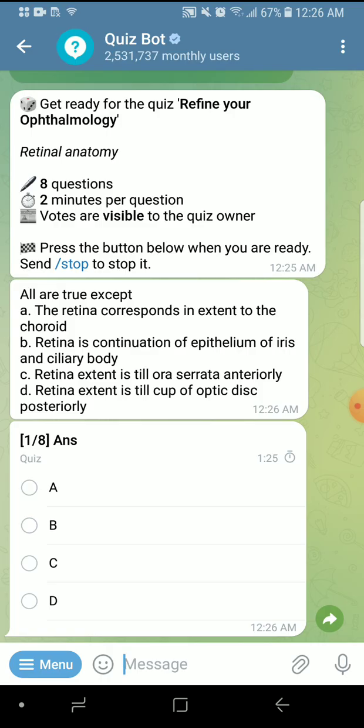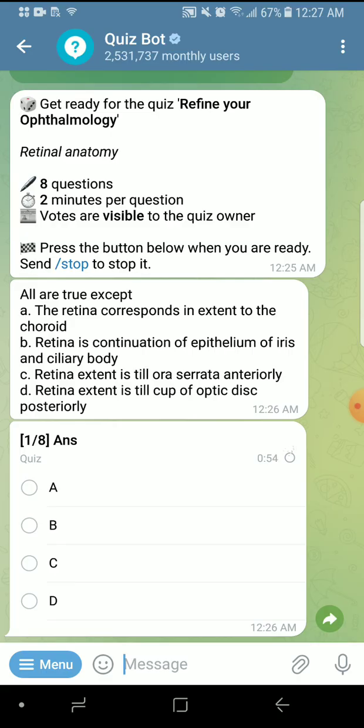Retina is in continuation with the epithelium of iris and ciliary body. That's why in embryology, the optic cup derivatives, retina, optic nerve, epithelium of iris and ciliary body, are formed by the same neuroectoderm, that is optic cup. Retina extends till ora serrata anteriorly, so C is also correct. It extends from ora serrata till optic disc margins.